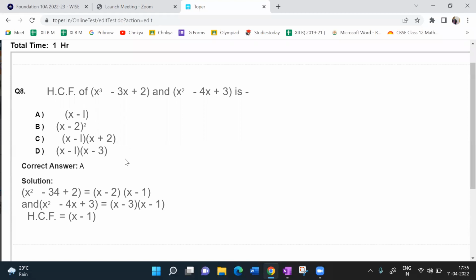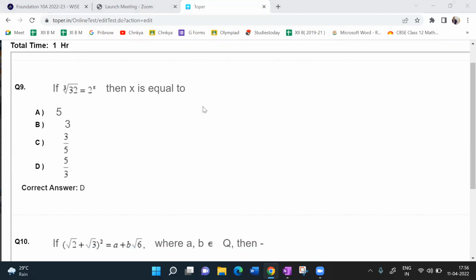Highest common factor of this and this, how do you calculate this? First factorize this and then find out the common factor. That's it. Guys, any doubts here? No, sir. Very good. If at all any one of you want me to discuss, I'll go with this. This is also a very simple question.